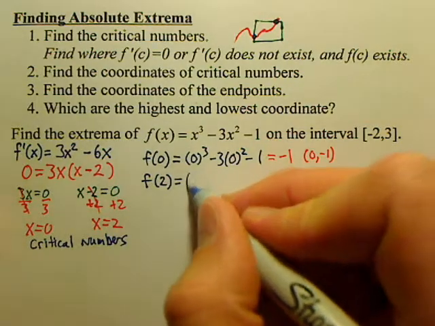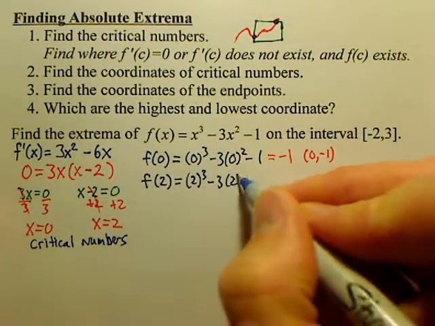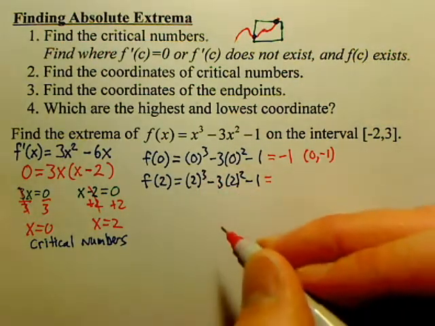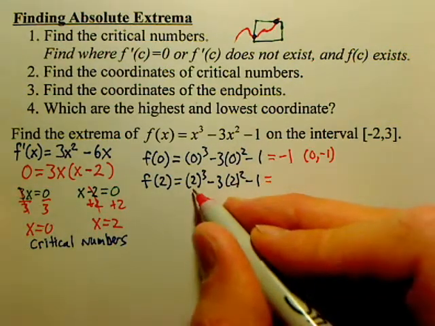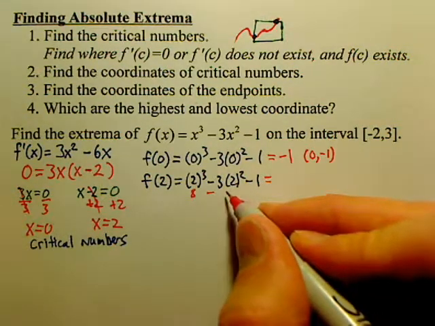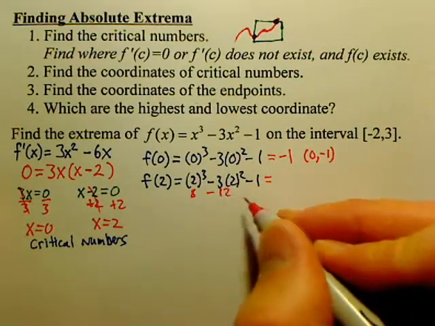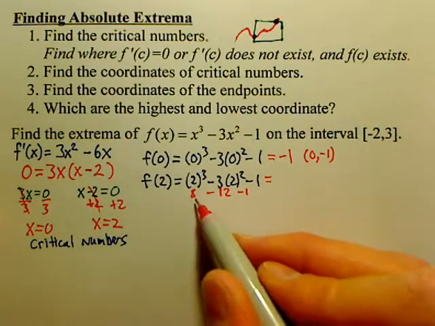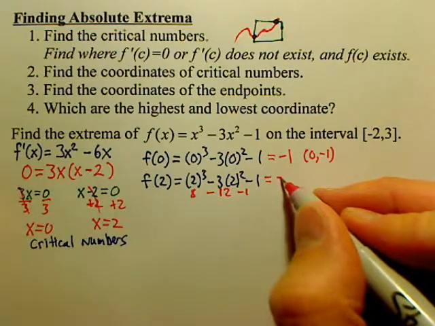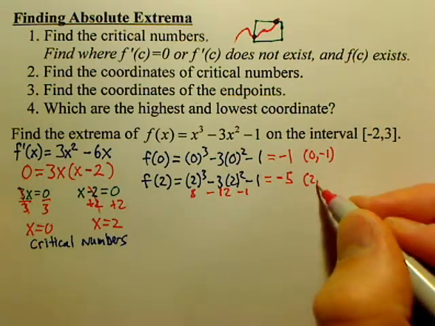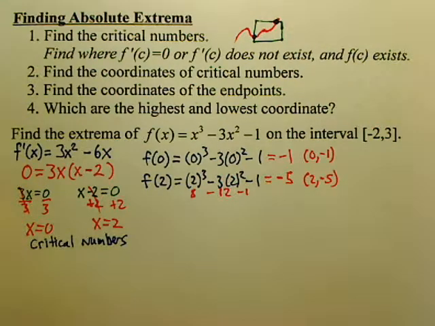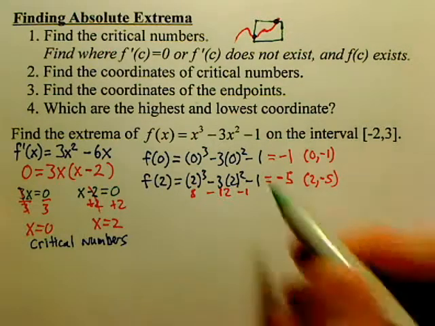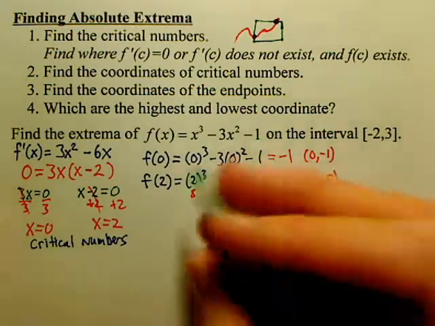All right, let's plug 2 in. 2 cubed minus 3 times 2 squared minus 1. What would that equal? 2 cubed, 8. 2 squared, 4. What's 8 minus 4 times 3? 8 minus 12 minus 1. What would that be? Is that -5? So we have 2, -5. Okay. So did we find the coordinate for the critical numbers? Yes, we did. Okay. Now the coordinate for the endpoints.